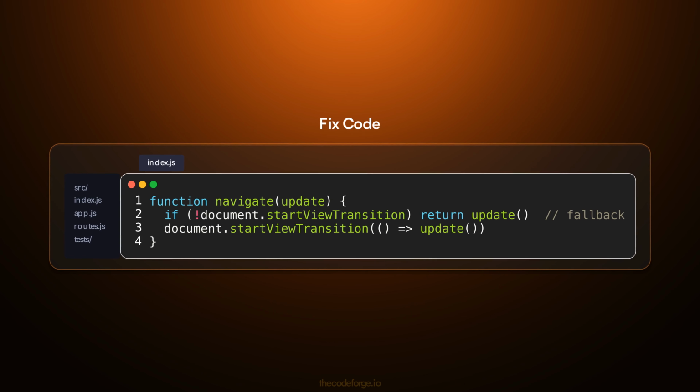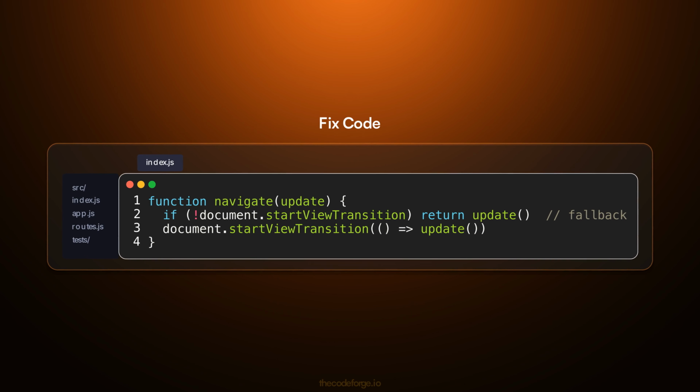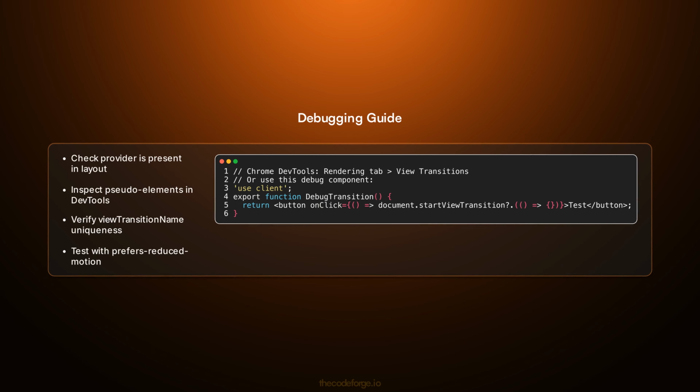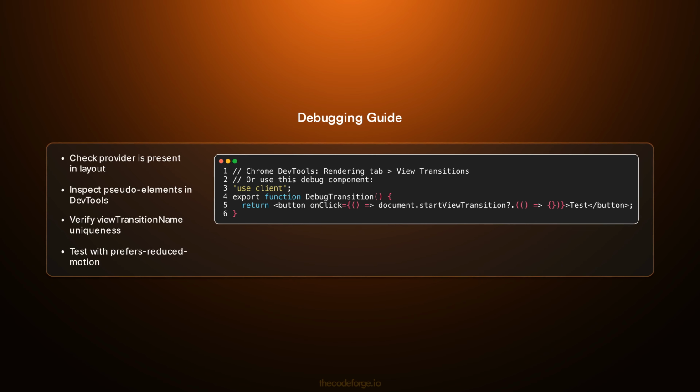This function feature detects the API. If it's missing, it calls update immediately, preserving navigation functionality. The key token is document.startViewTransition. To debug, first ensure the provider is in place. Use the Chrome DevTools Rendering tab to enable ViewTransitions debugging. Check for unique ViewTransition names and test with reduced motion.